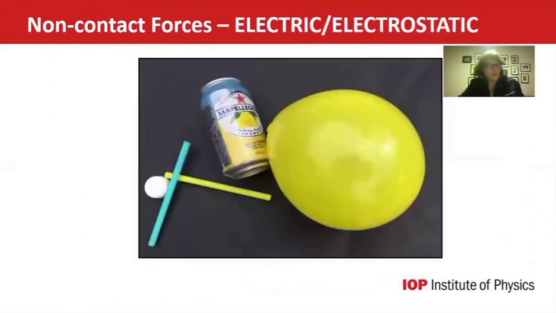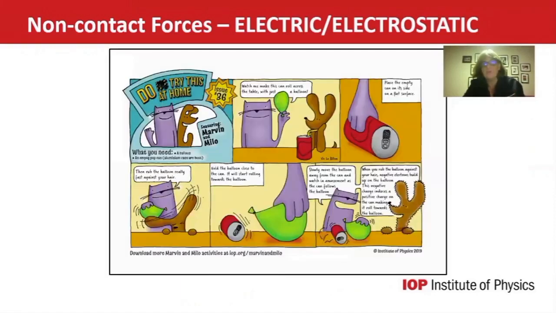Finally then, what have we got left? Well, we've got the cans, some bottle tops, some straws and the balloon again. And this kit enables us to do two of my very favourite Marvin and Milo experiments, which illustrate electrostatic forces beautifully. So we've got this one with the rolling can.